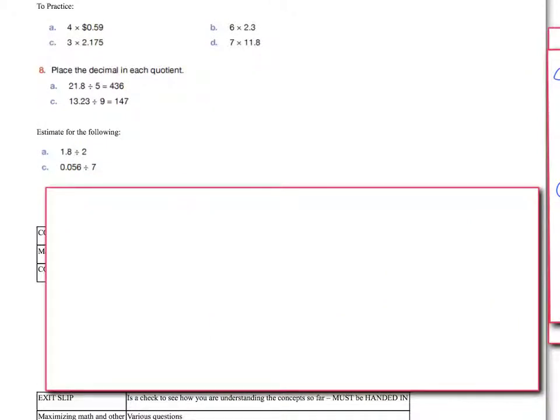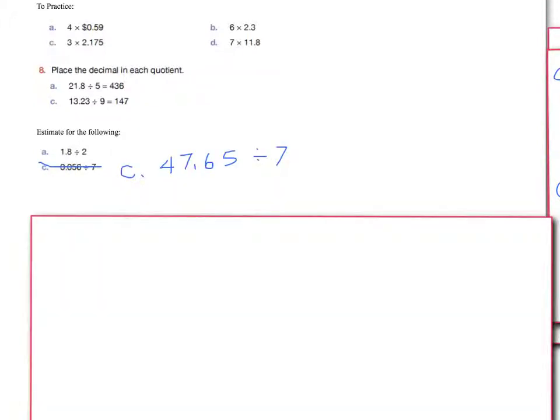All right, estimating again. Now 2 more with division. As you notice, I actually did change the second question. I really don't love it, so we're not going to do that one. We're going to estimate for both of these, and you can choose to use front end or compatible numbers. You go ahead and pick whichever you prefer. All right, so let's take a look at A. 1.8 or 1 and 8/10 is very close to 2. So 2 divided by 2 is 1.